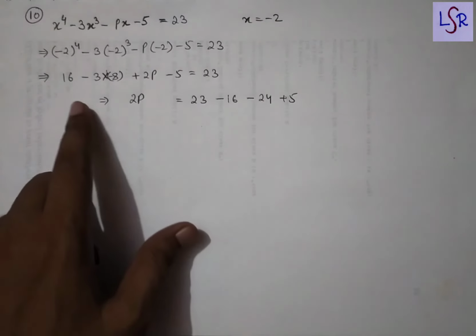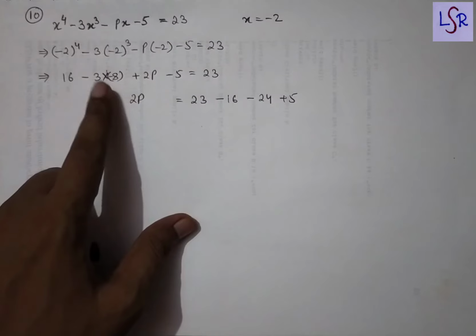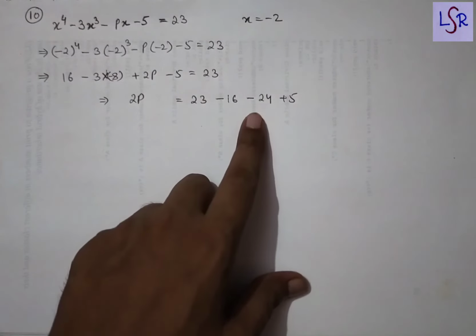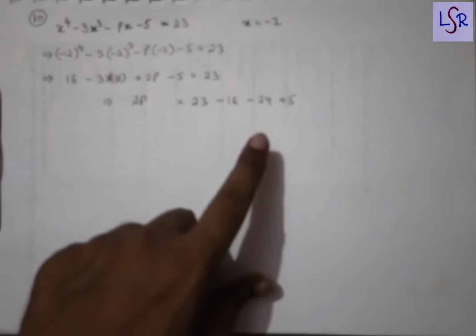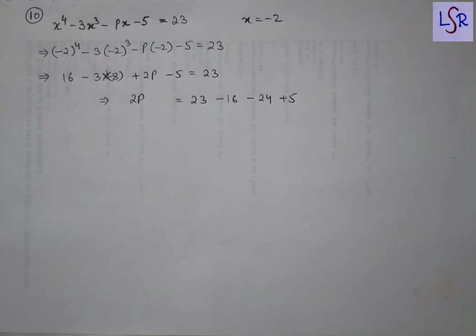Here on multiplying these two, minus 3 and minus 8, we have got plus 24, and this is transposed on the other hand to get minus 24, and these all are also being sent on the other hand. Now we'll solve it. Here on solving we have got minus 12, and now we're making a transpose of 2 and here we get the value of P as minus 6.